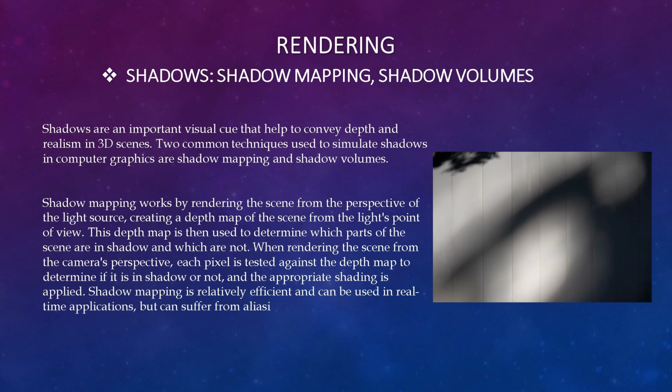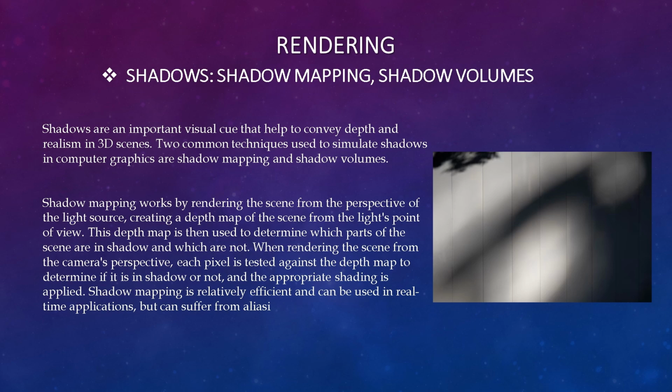Shadows are an important visual cue that help to convey depth and realism in 3D scenes. Two common techniques used to simulate shadows in computer graphics are shadow mapping and shadow volumes. Shadow mapping works by rendering the scene from the perspective of the light source, creating a depth map of the scene from the light's point of view. This depth map is then used to determine which parts of the scene are in shadow and which are not.